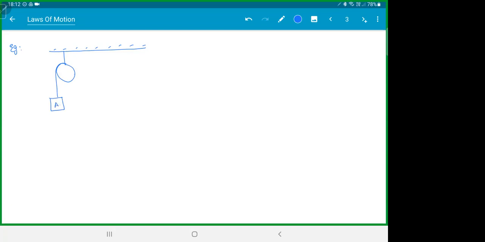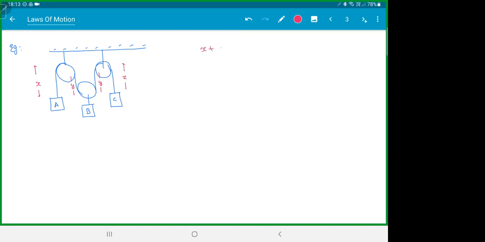Now, let me take one more example. What if we have three blocks like this? And now I want to find the relation between them. So let's say this length is X, this length is Y, this length is also Y, and this length is Z.